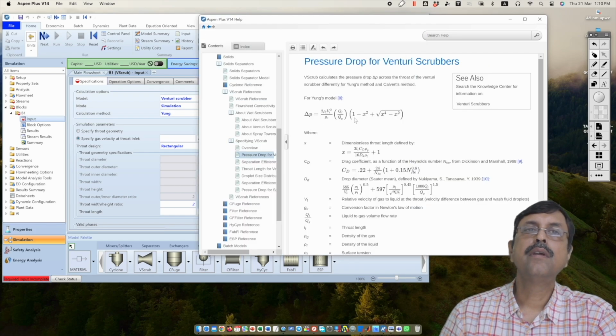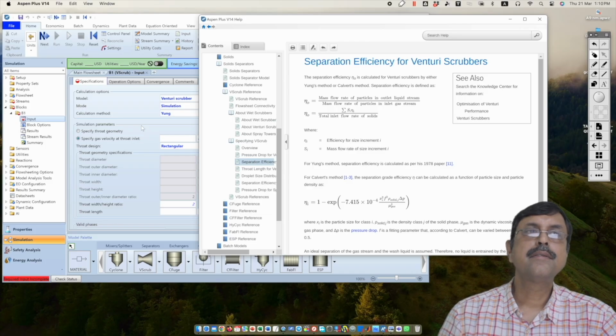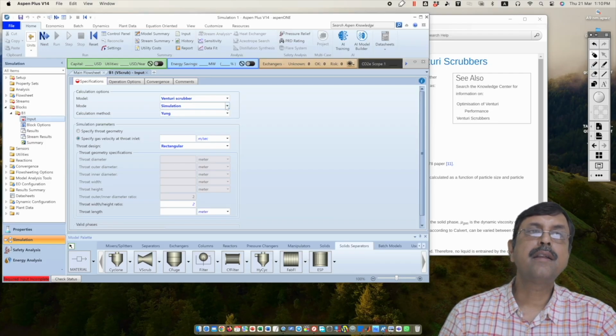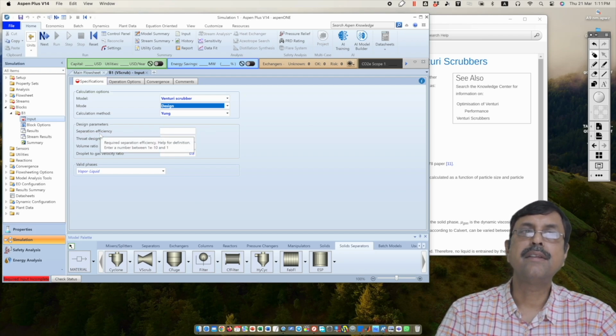That will be used to calculate the pressure drop, and that pressure drop will eventually be used for calculating the separation efficiency. So just to recapitulate, for the simulation method, you have to provide all the throat geometry, throat length, etc. and do the simulation. Whereas in the design method, you specify your separation efficiency, and all of them will be calculated in such a way that it achieves that particular separation efficiency. So that is the difference.